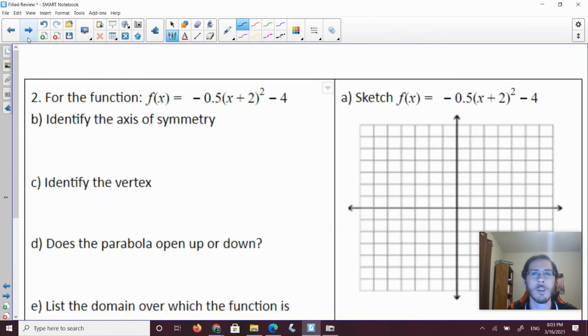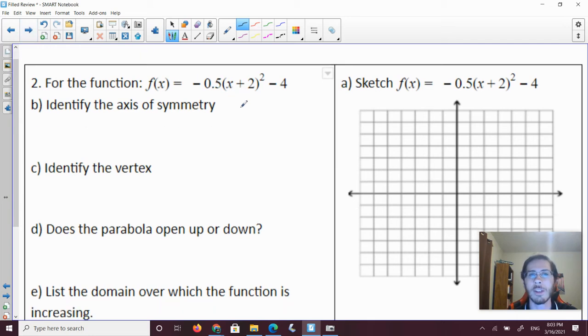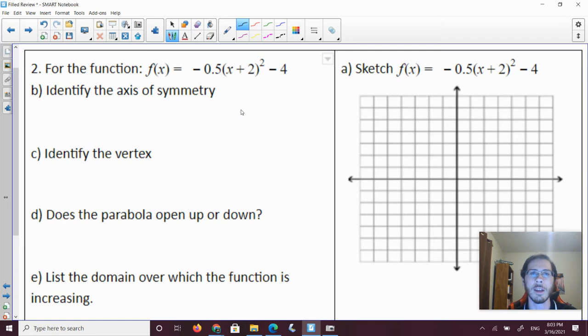All right, for number 2, we've got a quadratic here. So we've got the function f of x is negative 0.5 times the quantity x plus 2 squared minus 2. So over here it says first to sketch it. So I guess we can sketch it first. It seems like when we want to sketch it, though, we'll probably take care of a whole bunch of our other things. Because the first question over here says find the axis of symmetry.